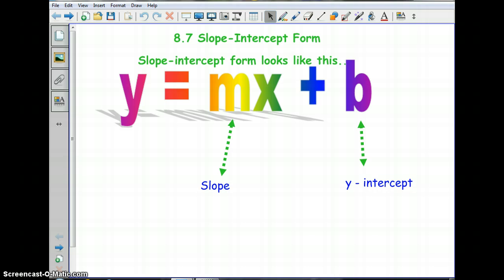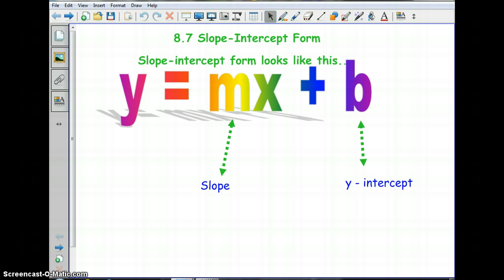Guys, we're going to go ahead and move on with 8-7, slope-intercept form. We're going to split up into two parts. Remember that you have the quiz on Wednesday just over finding slope, and you have to have the formula memorized. Okay, so what we need to look at first is slope-intercept form.